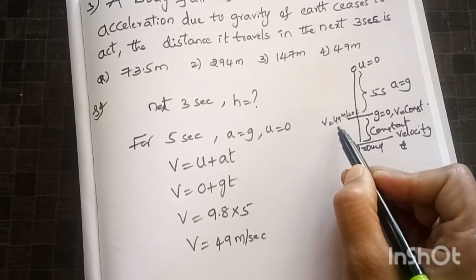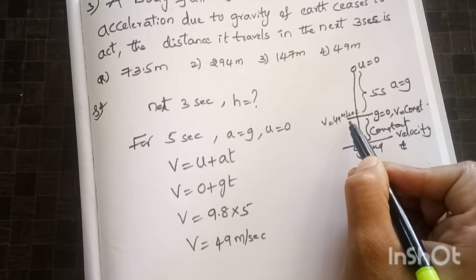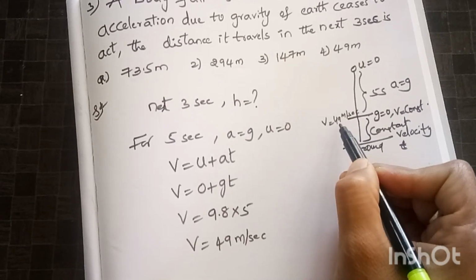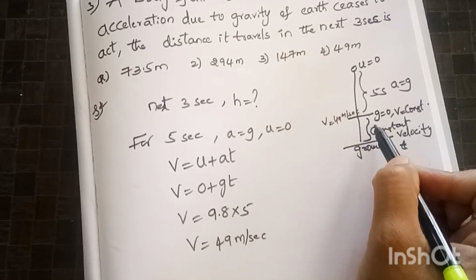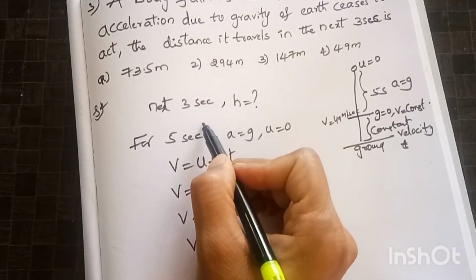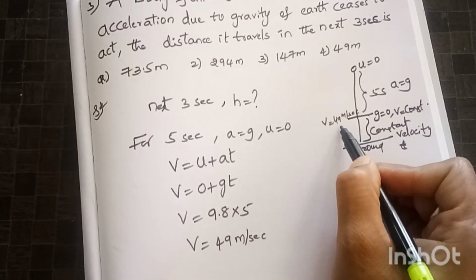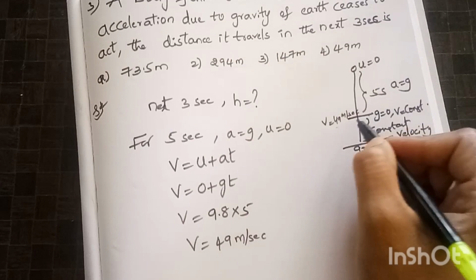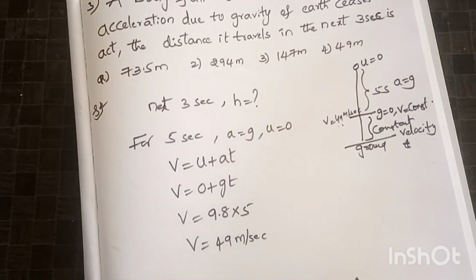At this velocity, for the 5 seconds of time, it traveled with a velocity of 49 meter per second. At this velocity, the acceleration due to gravity has ceased, means at this velocity g will become 0. So for the next 3 seconds of time, the object moves with a constant velocity, that is 49. By using this constant velocity and time, we are going to calculate the distance, that is h.